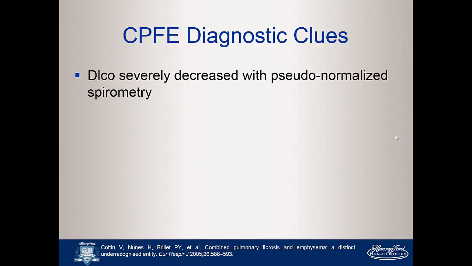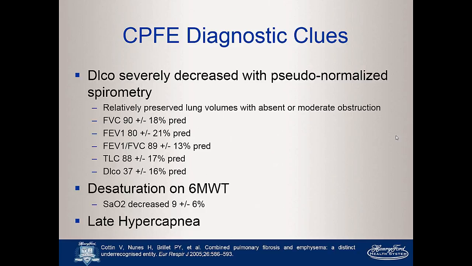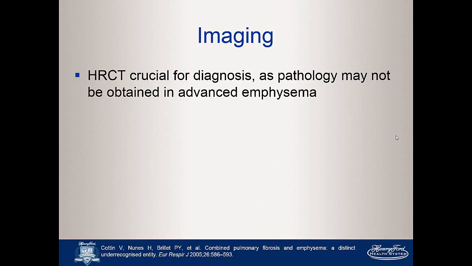What we're looking for in terms of diagnostic clues with these patients is DLCO severely decreased with a pseudo-normalized spirometry. And looking at a whole set of patients, what they found was relatively preserved lung volumes with absent or moderate obstruction. These patients had an FVC of about 90% predicted, FEV1 80%, a ratio of about 89. Total lung capacity was still up at 88%, and DLCO was 37. They desaturate much worse on a 6-minute walk test, generally by about 9%, up to 15%. They do get hypercapnic, but late in the disease.